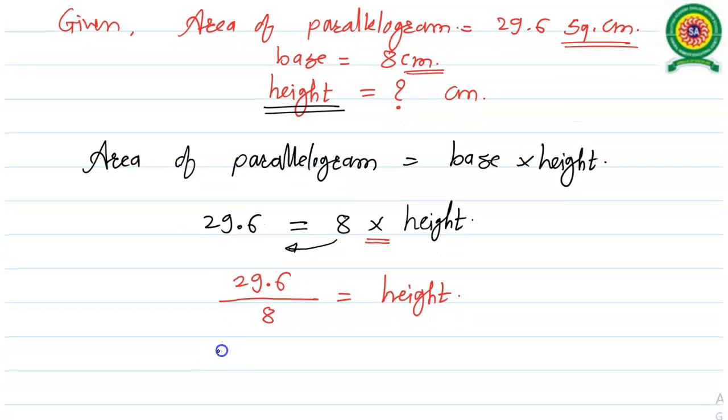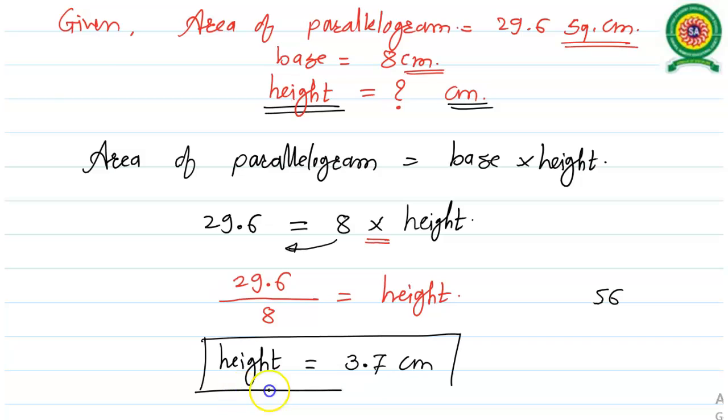Now to evaluate the value of height, let's divide 29.6 by 8. We are getting 8 3s are 24. Remainder is 5. We have the decimal, so put the decimal in the quotient. Next 6 comes down, so it will generate 56. Now 8 7s are 56. So the height of the given parallelogram is 3.7 centimeters. Try to make a box around it.